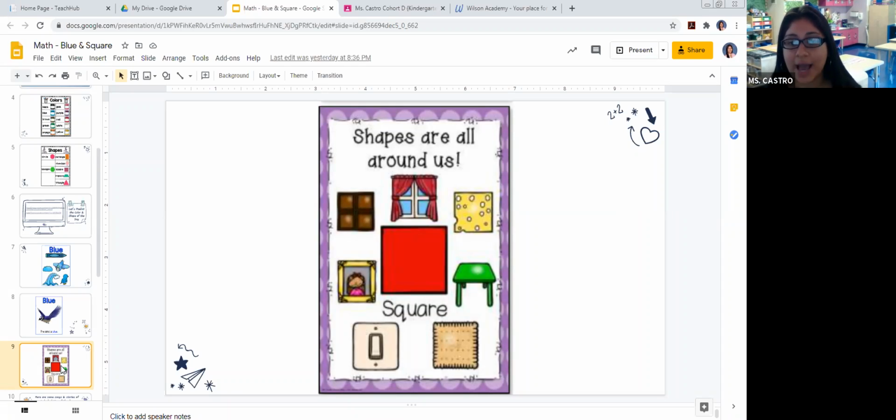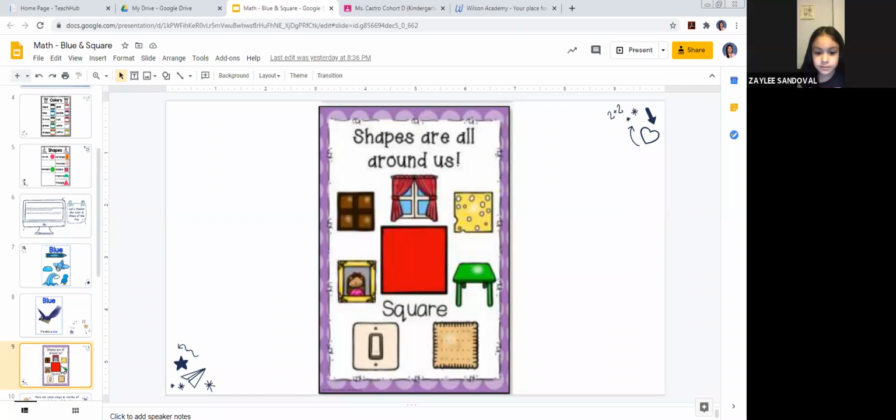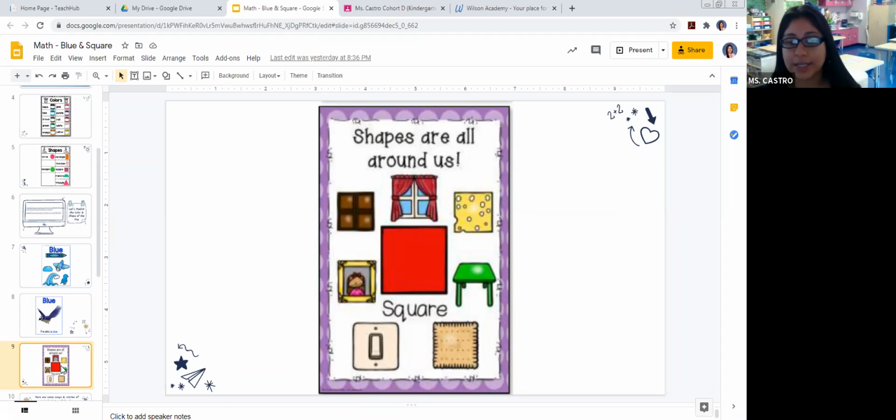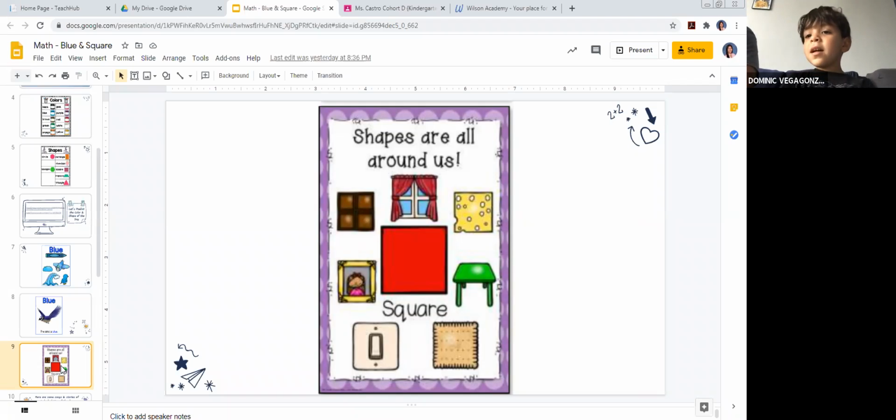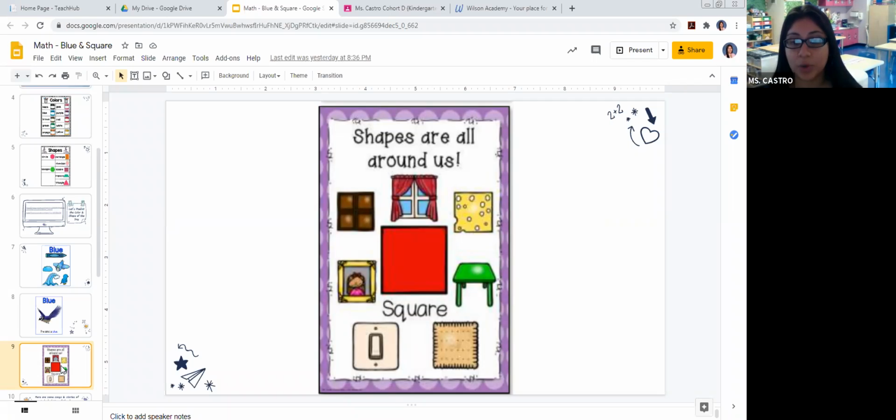Dominic, go ahead. What's another object that has the shape of a square? Say it louder, sweetie. What do you see here on the screen that's the shape of a square? A red square, good. That's the square that we're learning about today. Very nice. What's another object that's the shape of a square?